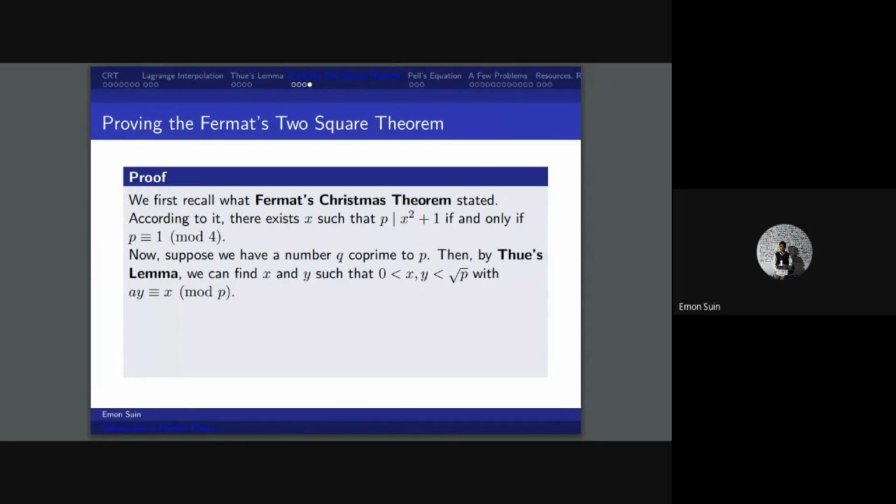What was the statement of Thue's lemma? It stated something like this: if a and n are coprime integers, then there must exist x and y such that 0 is less than mod of x and mod of y is less than root n. So exactly we're doing the same thing here. Instead of a, we are taking q, and instead of n, we are taking p. So is it clear why this is happening? qy is congruent to x mod p.